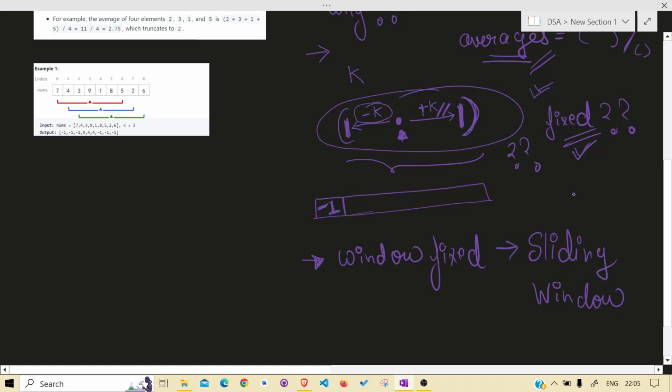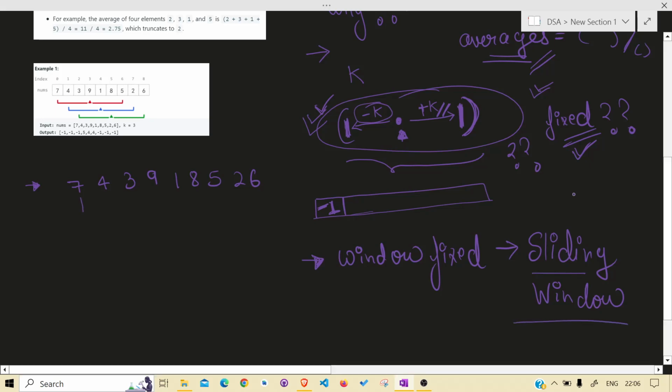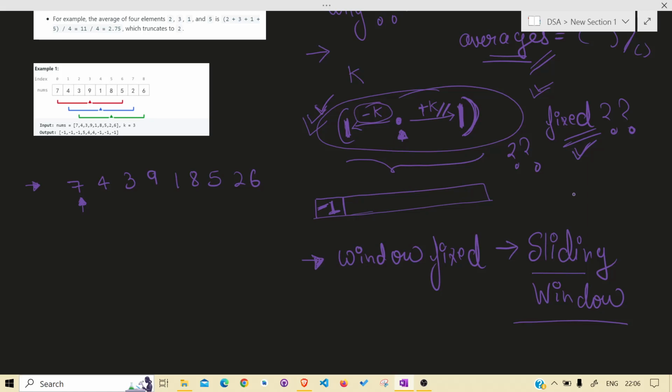If you draw this, you can get this algorithm going. So let's take an example. What we are talking about: 7 4 3 9 1 8 5 2 6. Let's see on this how we are going to apply this sliding window. 7 till now.